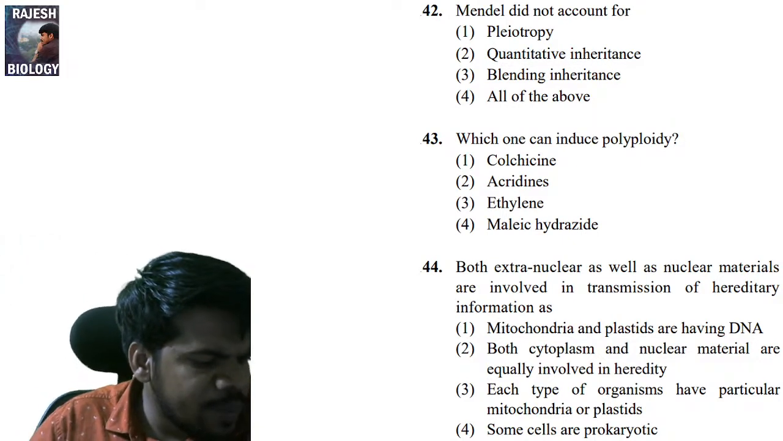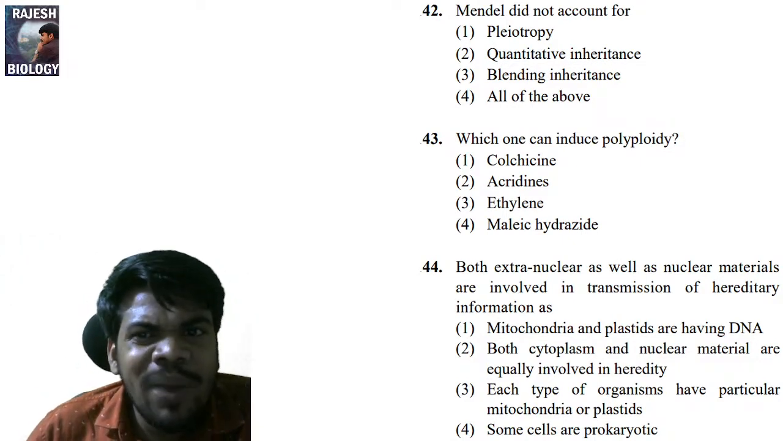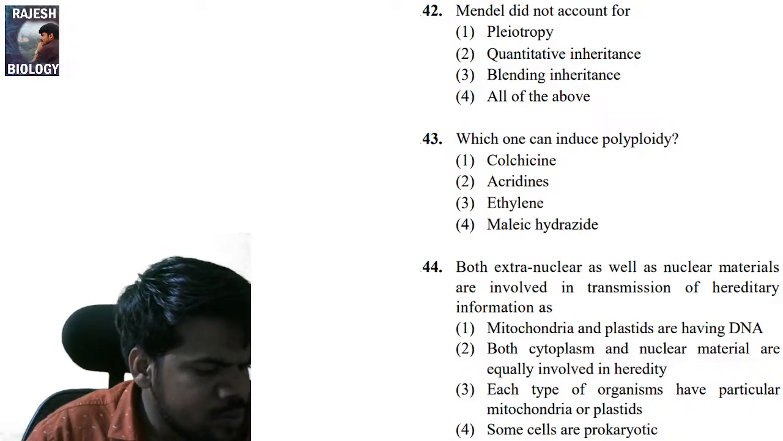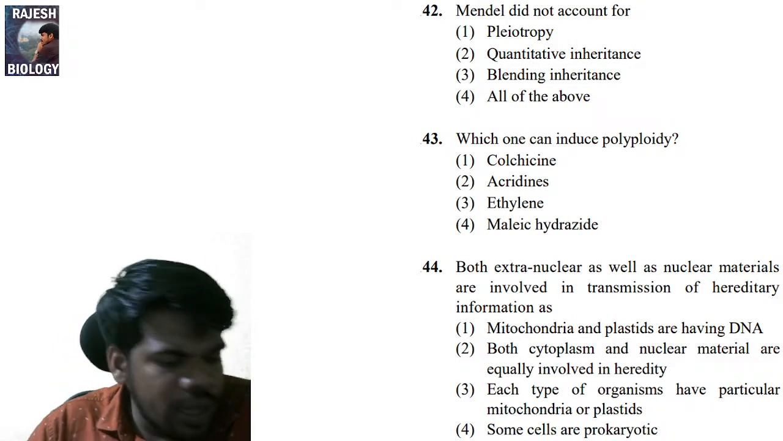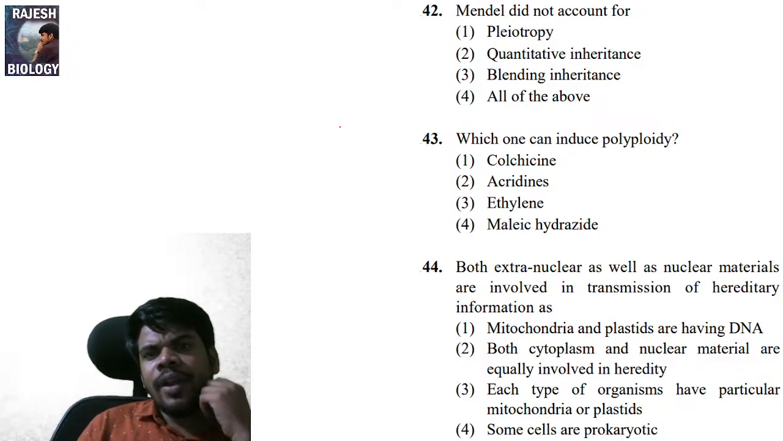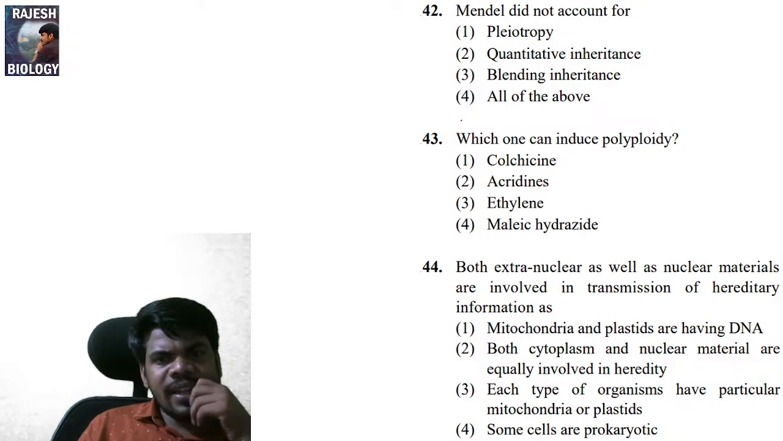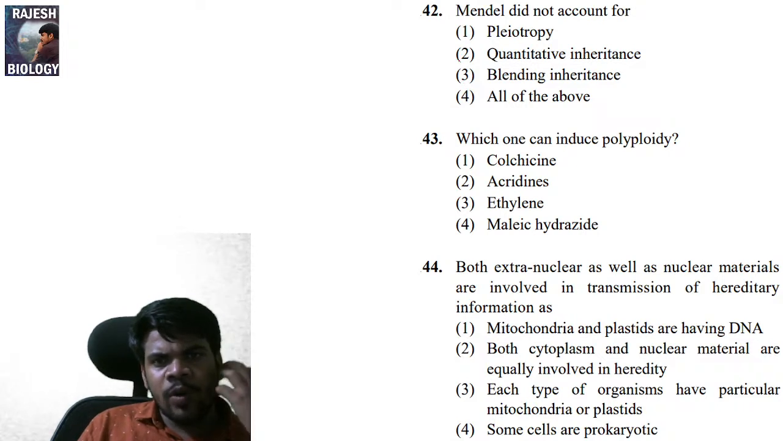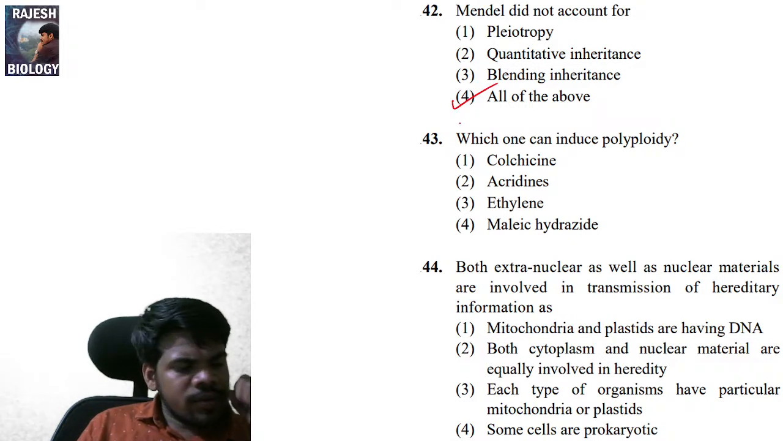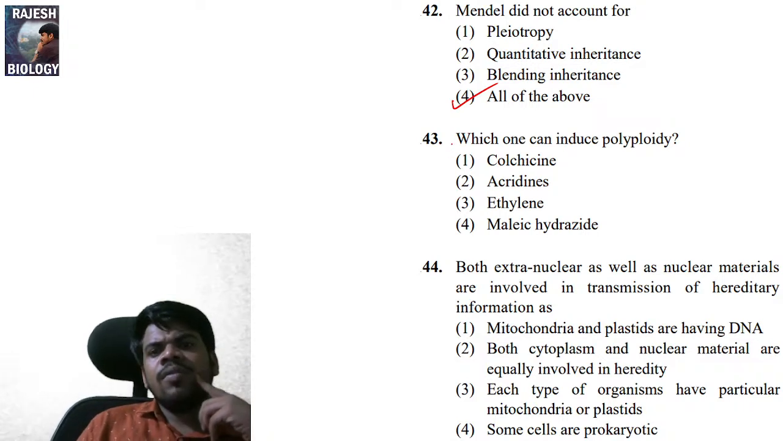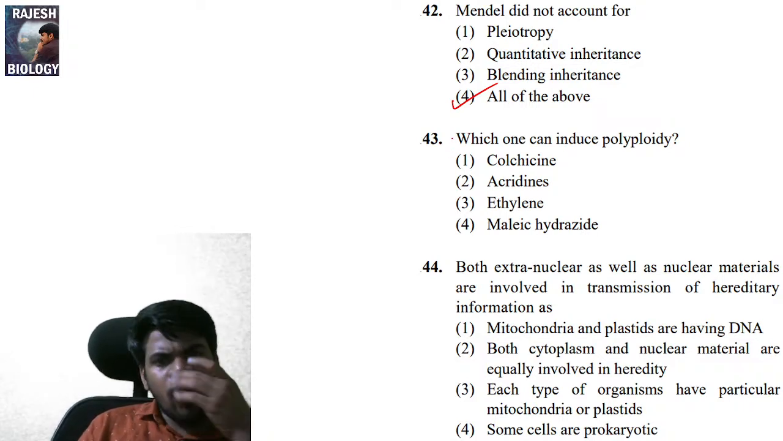Yes, 41 completed. 42. Mendel did not account for pleiotropy, quantitative inheritance, blending inheritance, or all the above. He didn't know anything of these three. Pleiotropy, he didn't know that one gene can control more than one trait like that. Yes, correct. Four, right, Chandrika. Come to the 43. Which one can induce polyploidy?